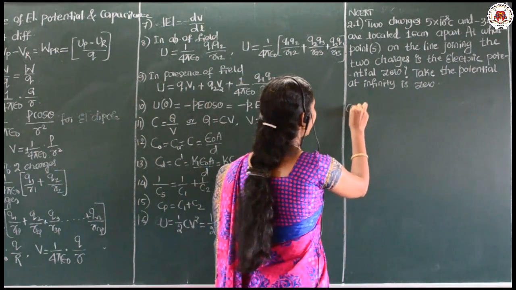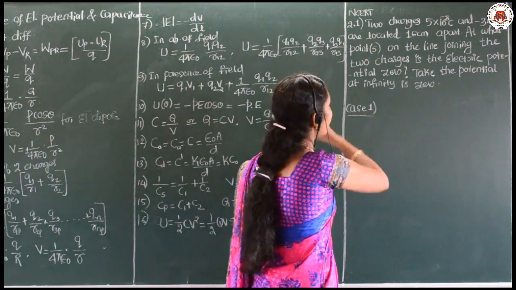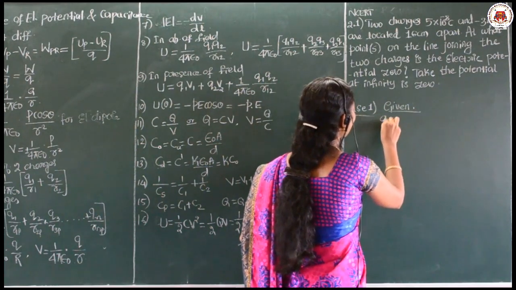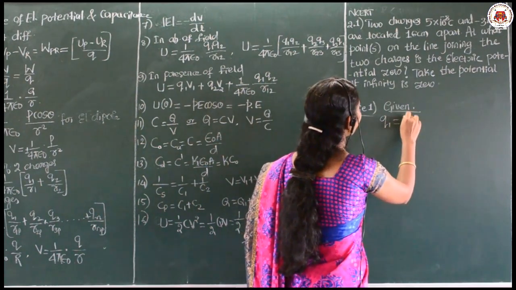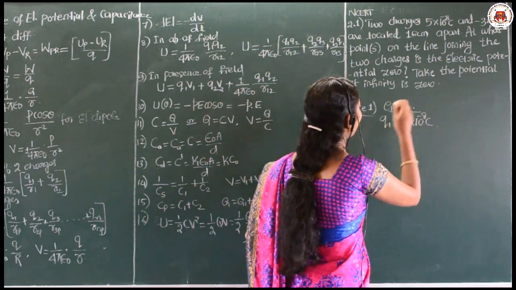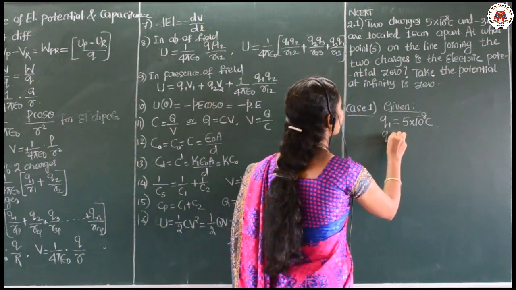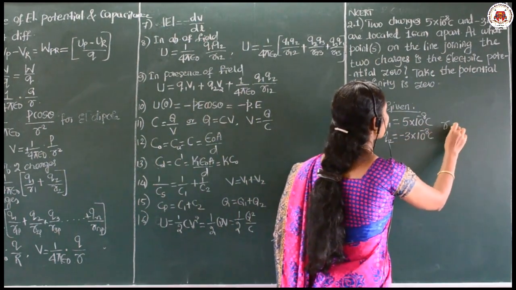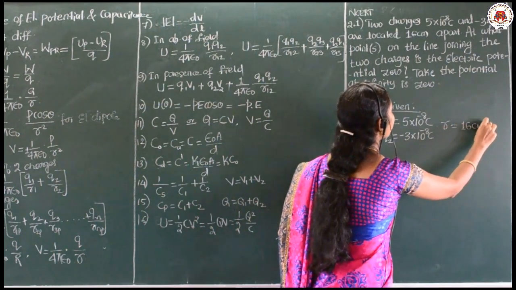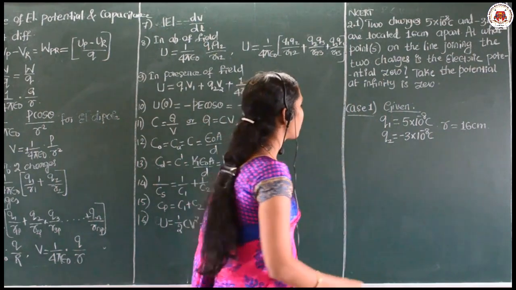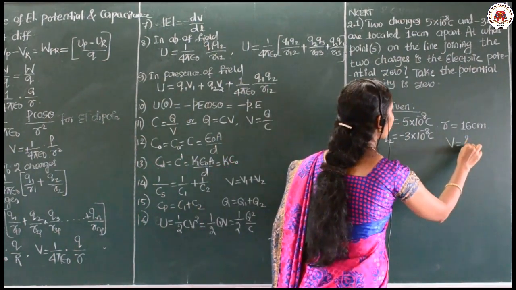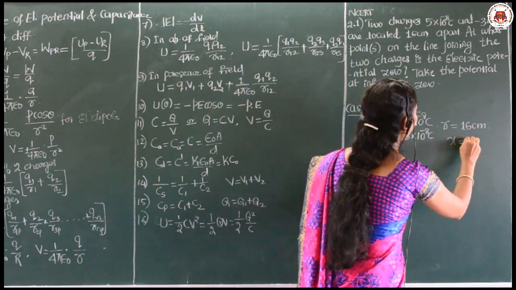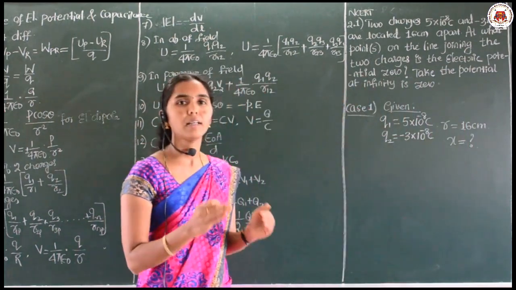Yes, case 1, where you can use a diagram. First thing is the given data: charge Q1 is 5 × 10^-8 coulomb, Q2 is equal to -3 × 10^-8 coulomb, and the distance between them is 16 centimeter. So now the question is to find at which point the potential is zero.